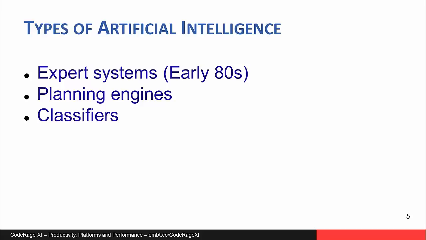After the expert systems, artificial intelligence became popular in computer games to plan paths and behavior of the different game characters. In the mid-90s, the classifiers started to appear. This was a new artificial intelligence approach.